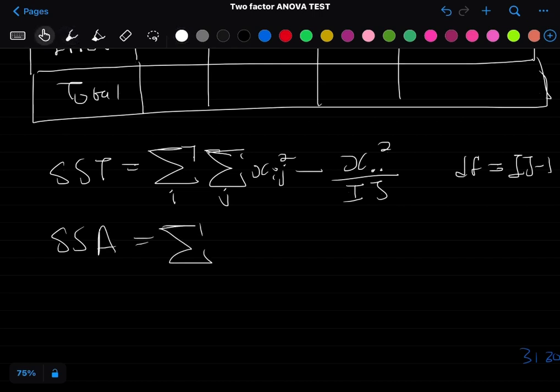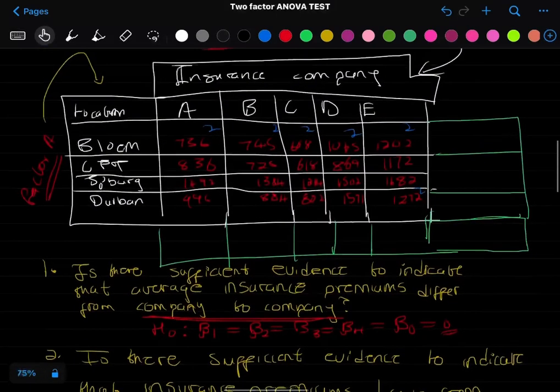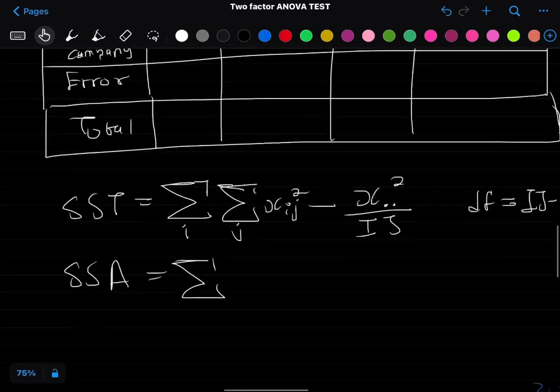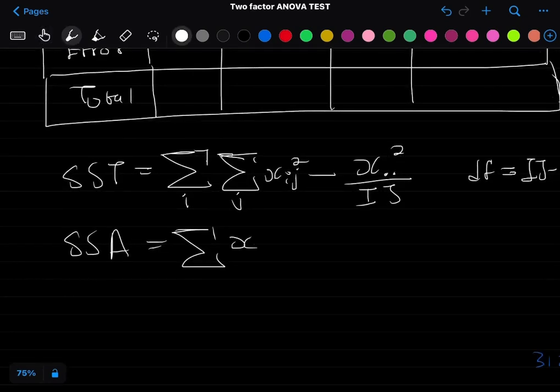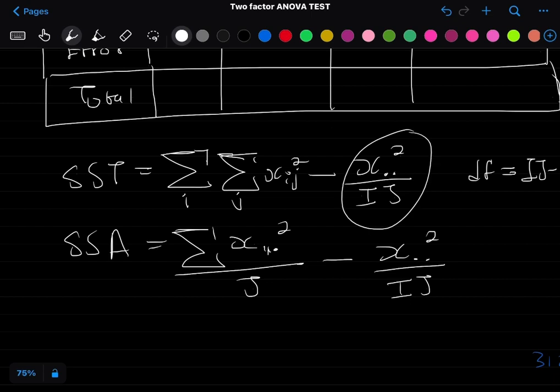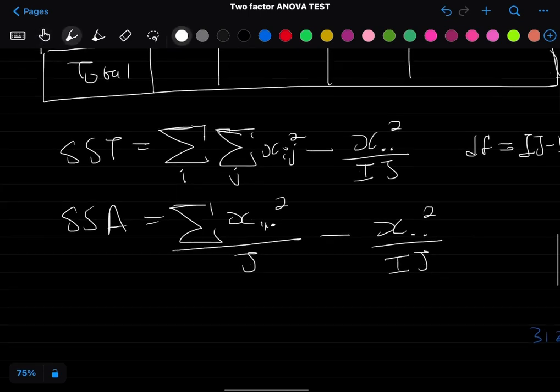Then for factor A, since factor A are the rows, it will be the sum of x_i dot squared divided by j. So the sum of rows squared, you divide by j, which is the number of columns. So minus, this is common. This is common for all formulas. We're going to subtract it from all the formulas. It's called the correction factor.